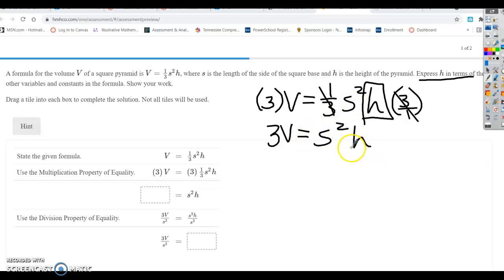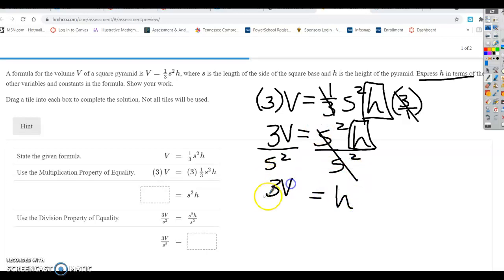We're still solving for H, which means we're trying to get it by itself. We have S squared times H, so we need to divide to get rid of the multiplication. Anything divided by itself is 1, so that cancels, and H equals 3V over S squared. So we have expressed H in terms of the other variables.